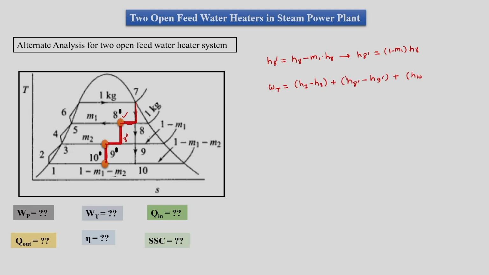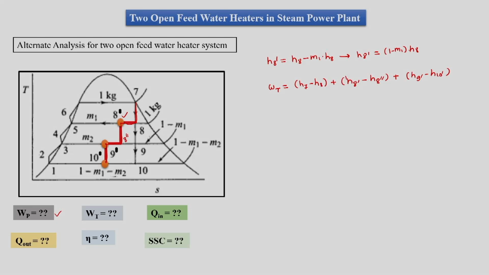Okay. Then this is expansion from 7 to 8, 8 to 8 double dash, and then we have expansion from 9 dash till 10 dash. So this is our turbine work, and the rest of the quantities would remain unaltered, whichever way we found them out. And this is an alternative way by which we can understand.